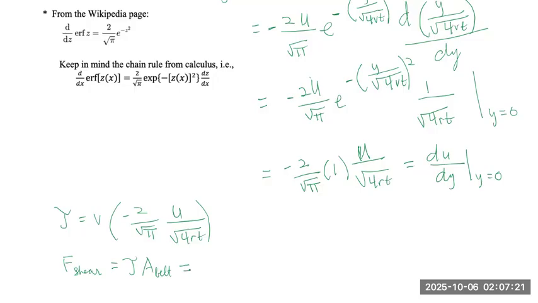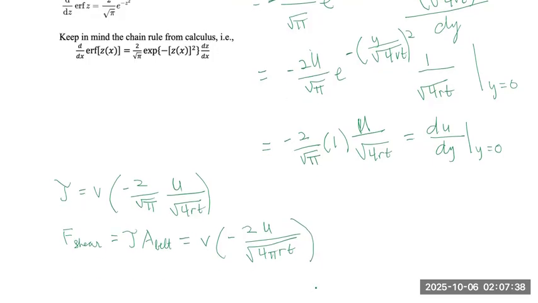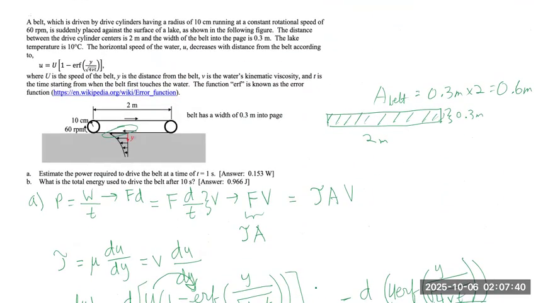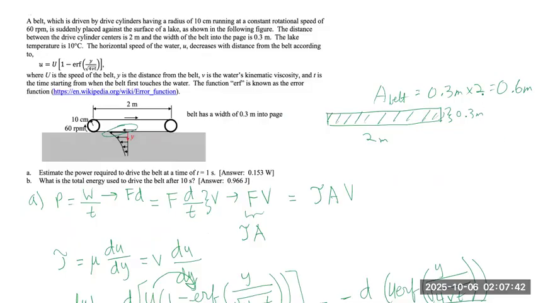So then this will be equal to V times -2u over square root of 4 pi vt, multiplied by the area of the belt, which is, sorry, 0.6 meters squared.